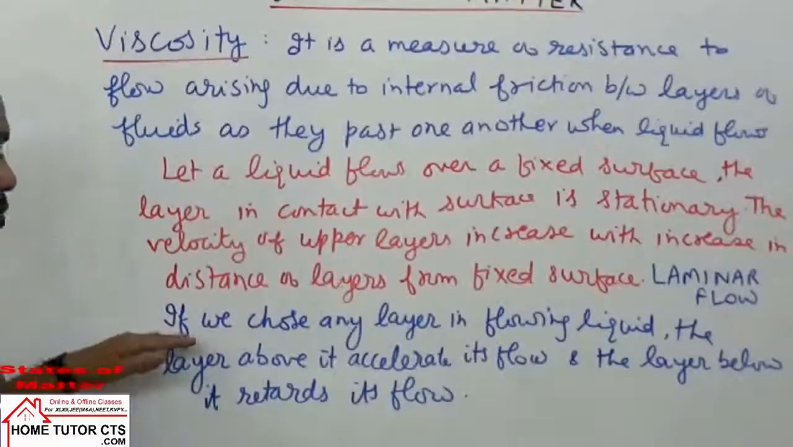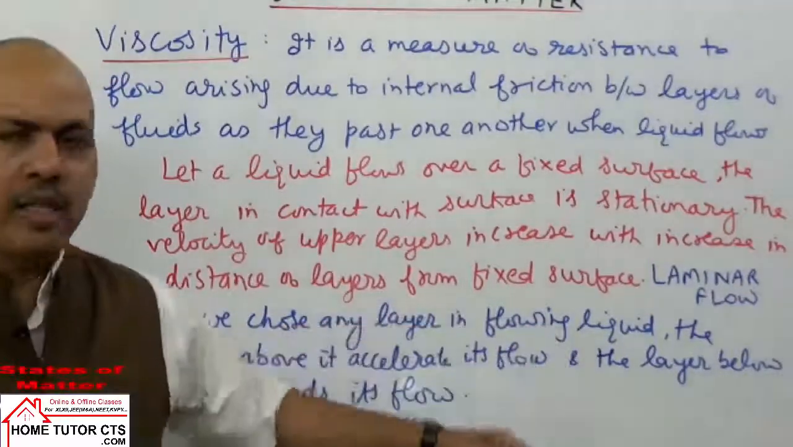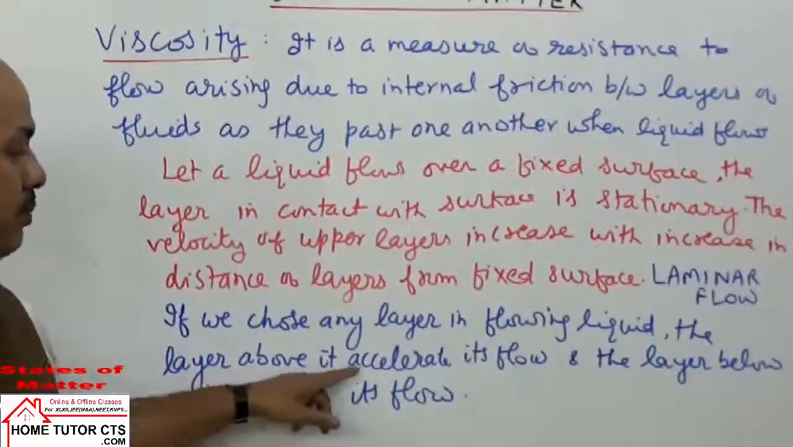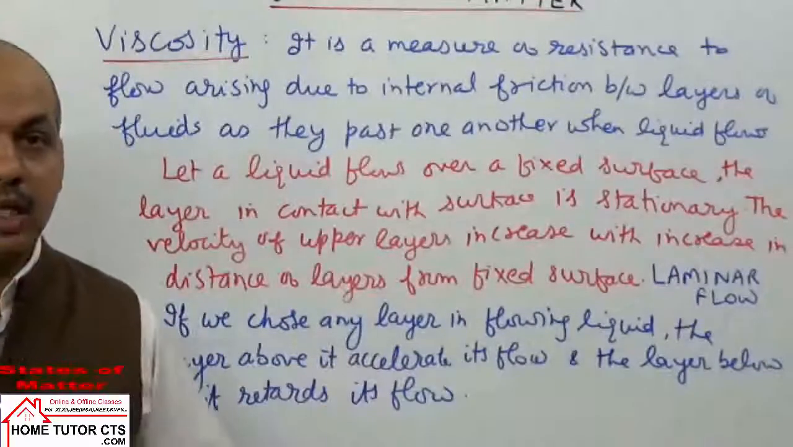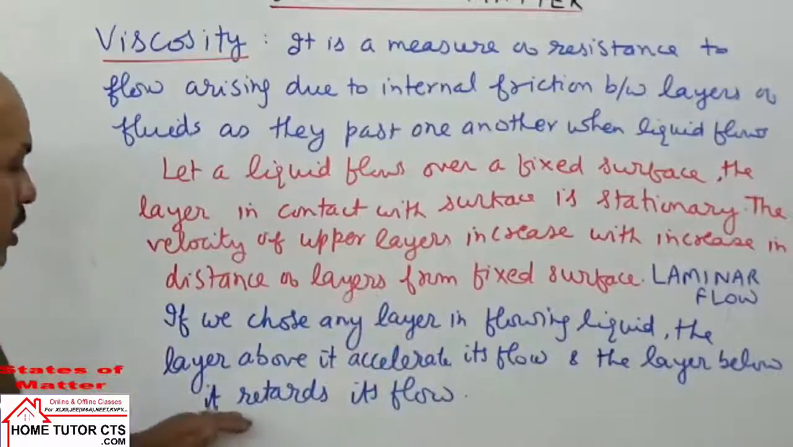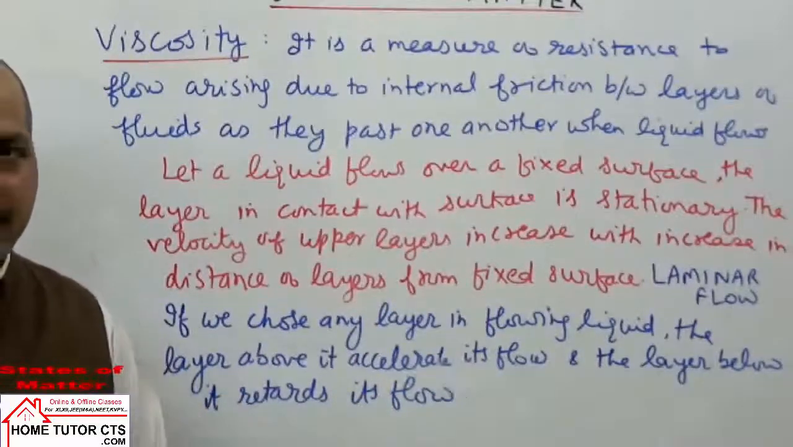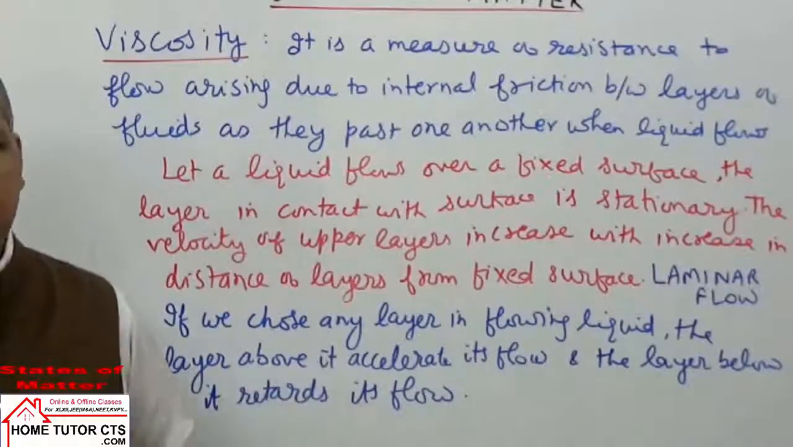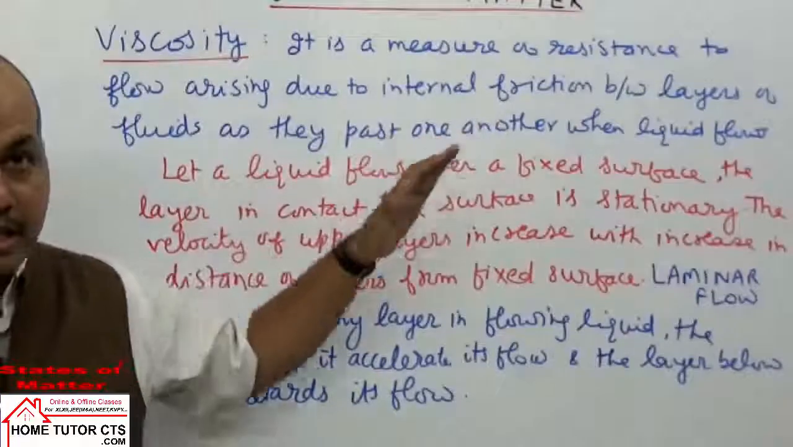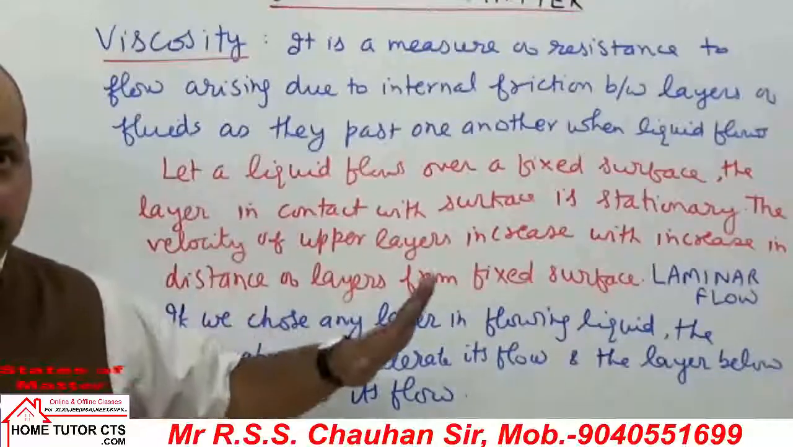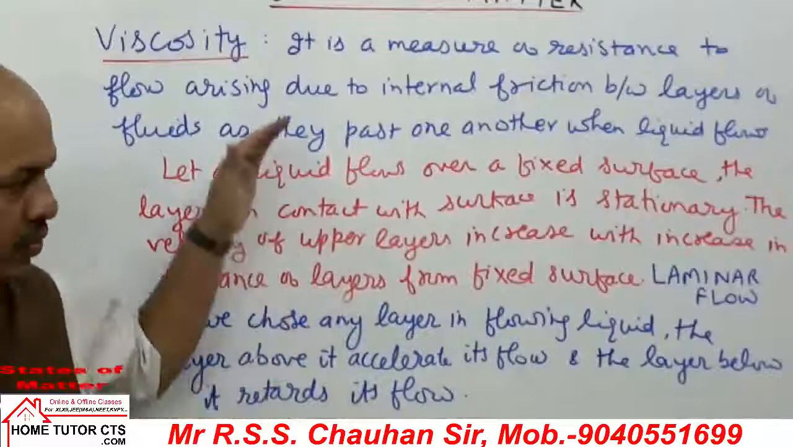If we choose any layer in the flowing liquid, then what is observed here? The layer above it accelerates its flow, while the layer below it retards its flow. That is due to the frictional forces arising. Now if you take a number of layers, then the force can depend upon the velocity and distance in the layers. That we can link here now.